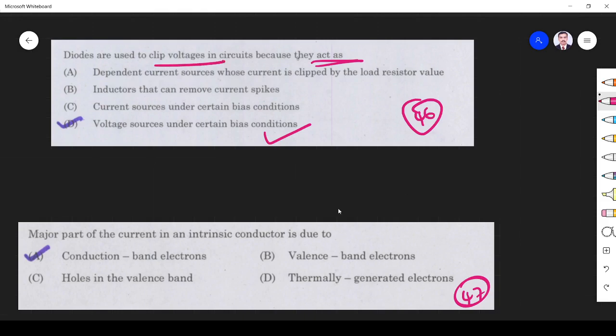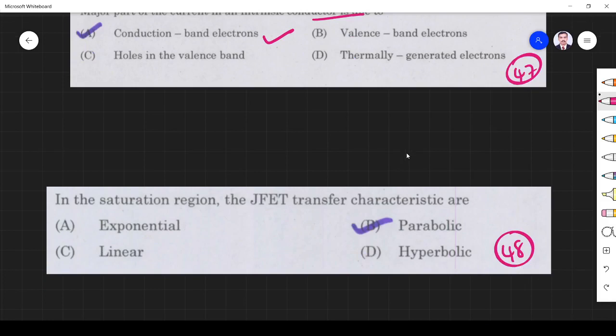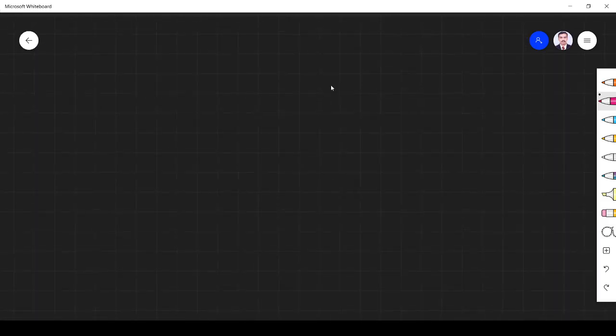Fine. Okay. Next. Major part of the current in an intrinsic semiconductor is due to conduction band electrons. This is a direct question we know from our semiconductor theory. In the saturation region, JFET acts as a square law device. So its curve characteristics are parabolic.